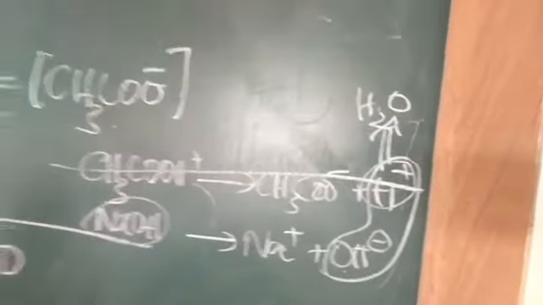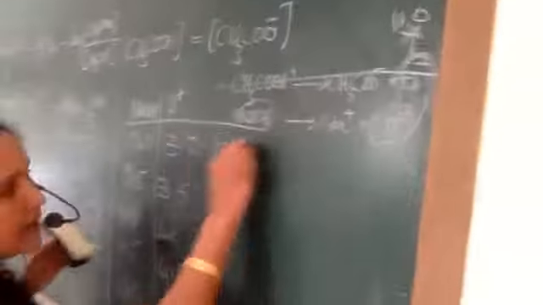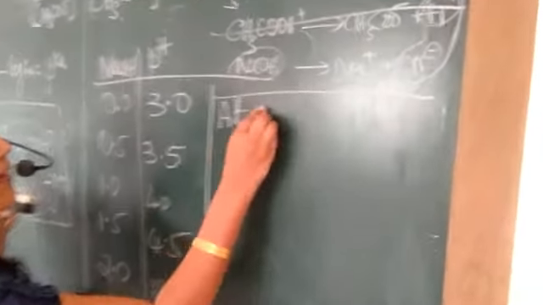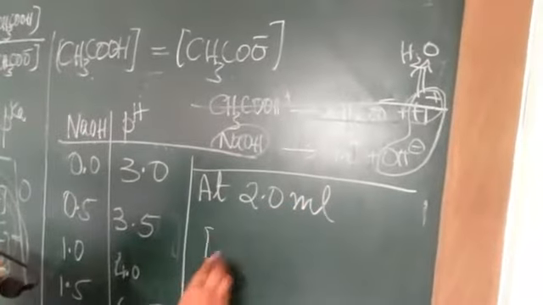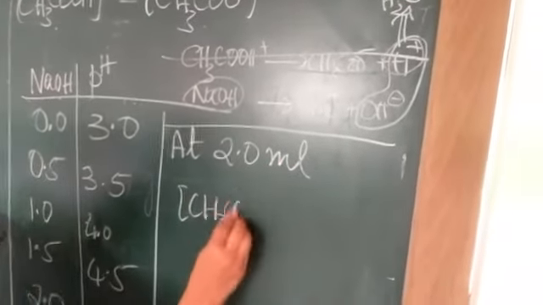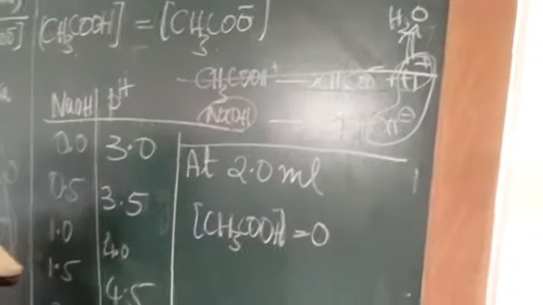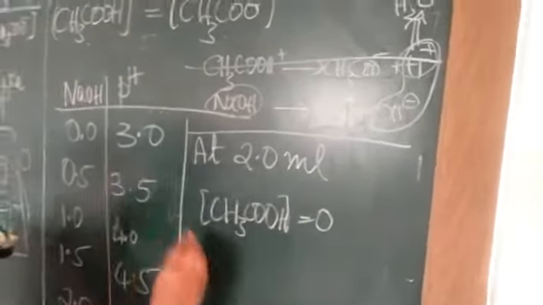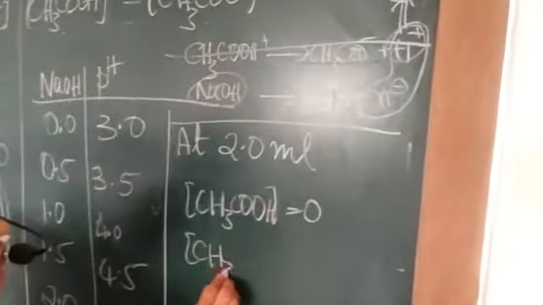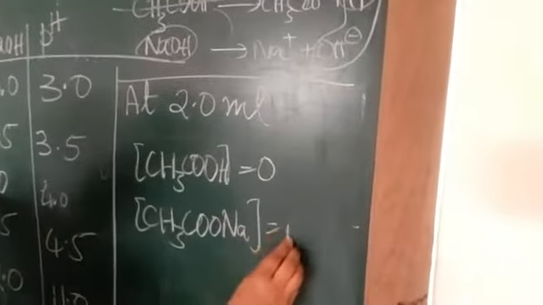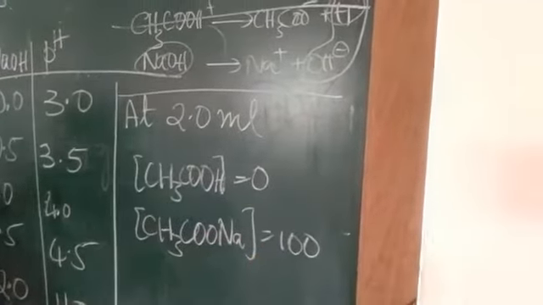salt. Okay. Now that means under the condition, let us assume this condition, that is at 2 ml of sodium hydroxide, at 2 ml, the concentration of acid is 0. Acid is 0 because there is no acid, everything has been converted into salt, and the concentration of salt is 100% because everything has been converted into salt.